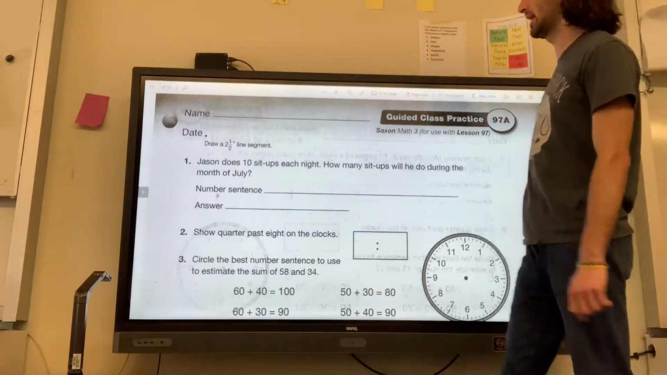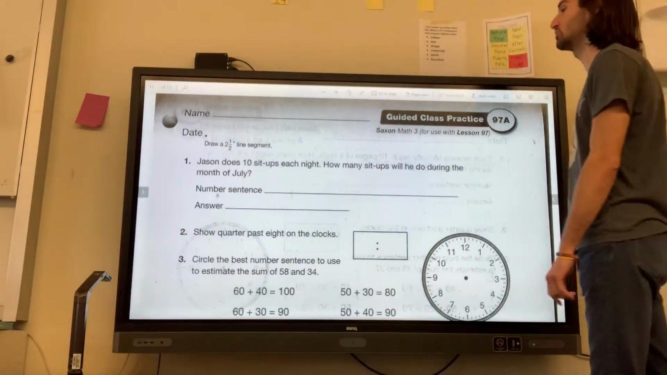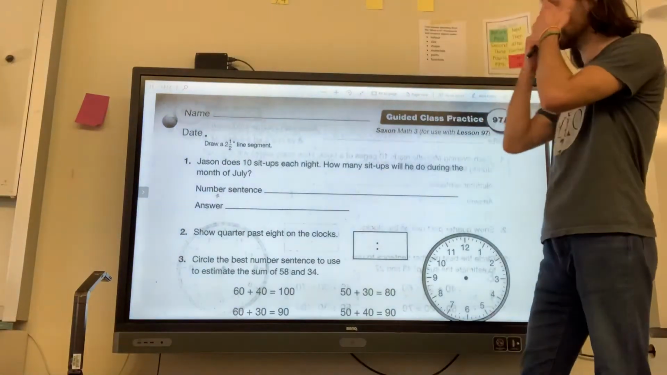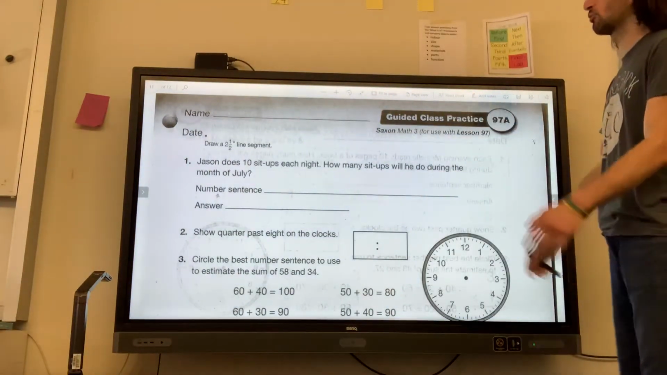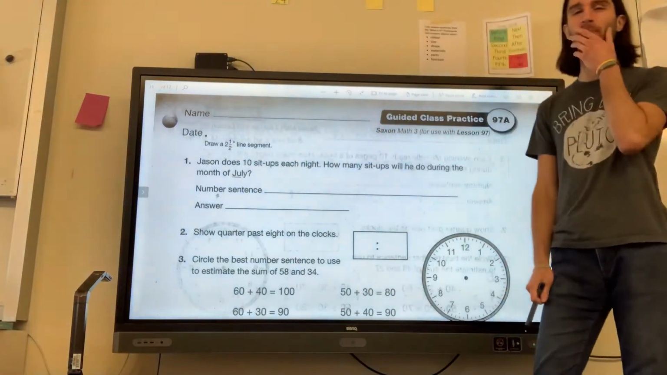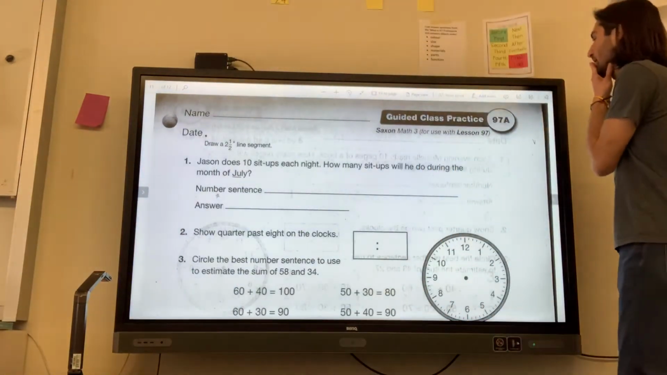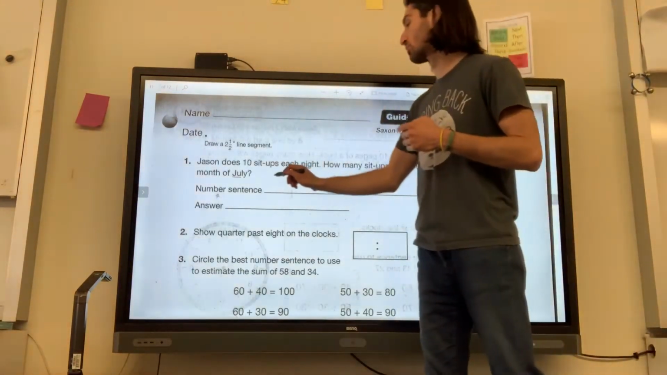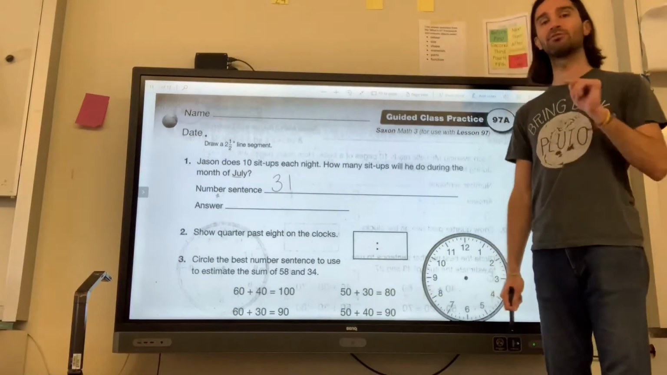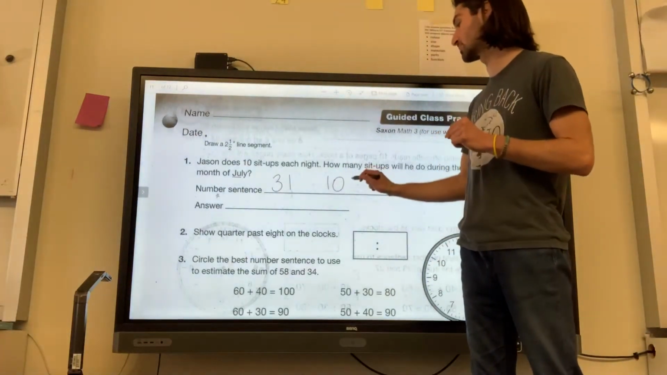Jason does 10 sit-ups each night. How many sit-ups will he do during the month of July? Okay, so first thing we have to figure out is how many days does July have? Anybody know, remember how many days July has? July has 31 days. So 31 days, and every one of those days, Jason is doing 10 sit-ups.